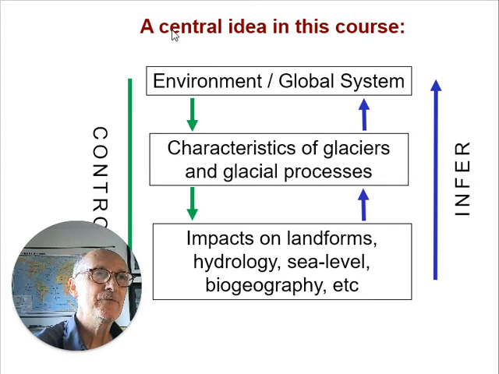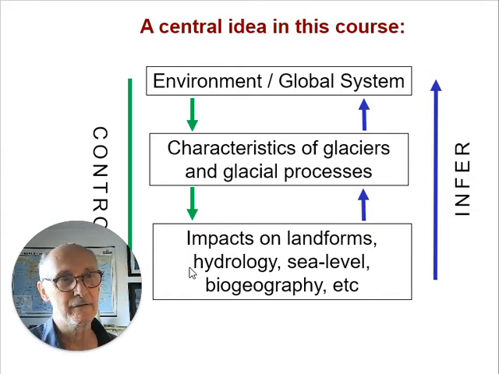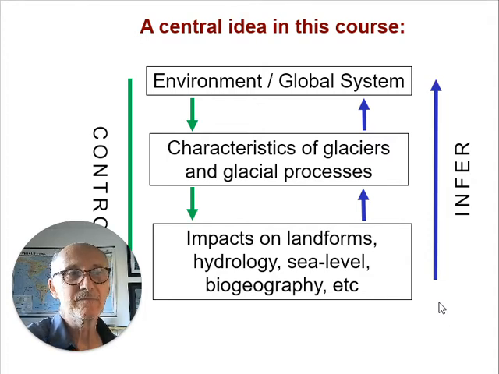So we can draw a control arrow, sorry it's hidden behind me on the screen here, all the way down the left-hand side. The environment, the global system, controls the glaciers, and the glacial processes impact and control landforms, hydrology, sea level, etc. We can also, however, draw these arrows back up the right-hand side of the diagram, where looking at the evidence left behind, we can infer things about the controls on those characteristics.